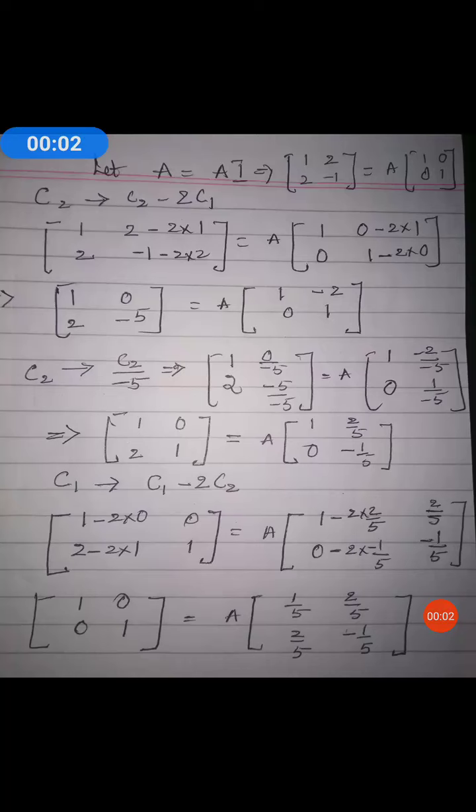For column operations, in order to find the inverse of a matrix, we write the first step as A equal to AI. I substituted it now: A equal to [1 2; 2 -1] into [1 0; 0 1]. This is the first step. See, in the examination I will tell you, if you write this step you are going to get half a mark. And what is our target?